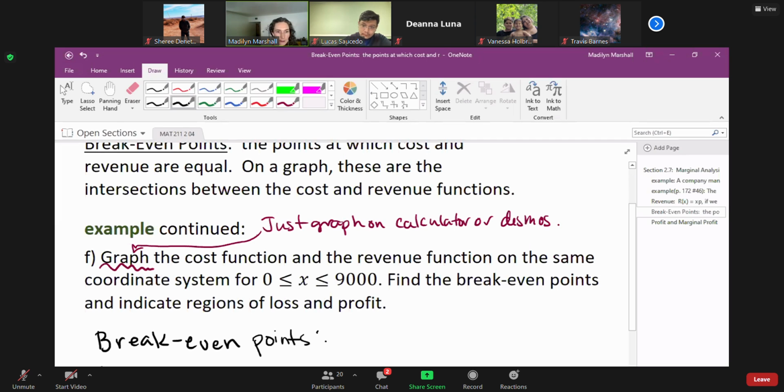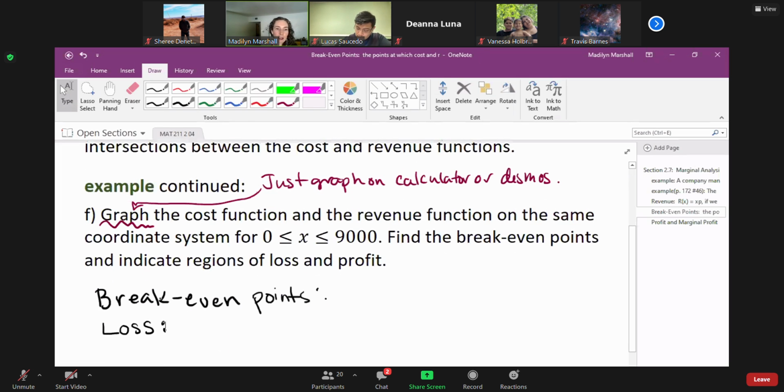So we're going to find the break-even points, and we'll find where we have loss and where we have profit.